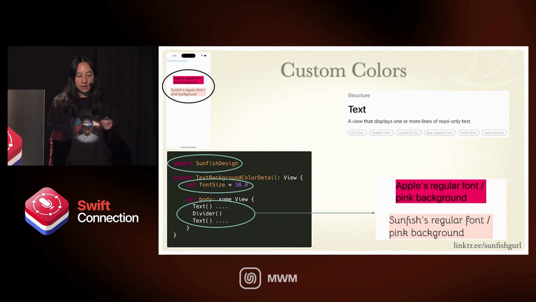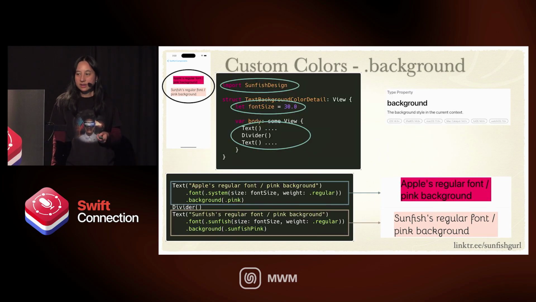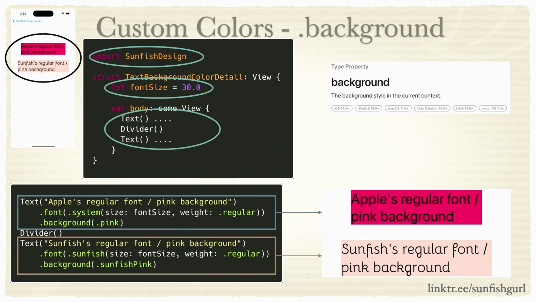Once again, you'll want to import your Swift package into the file that you're going to use it in. And I set font size so I can reuse it in the text. Now, we've already gone over how to implement the font view modifier. And once again, see how the background view modifier looks the same for both displaying Apple's pink as well as our custom sunfish pink. So how do we do this?